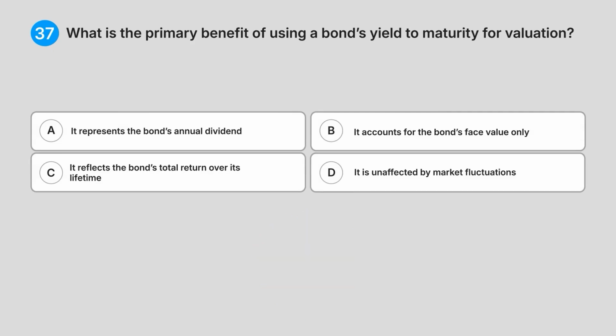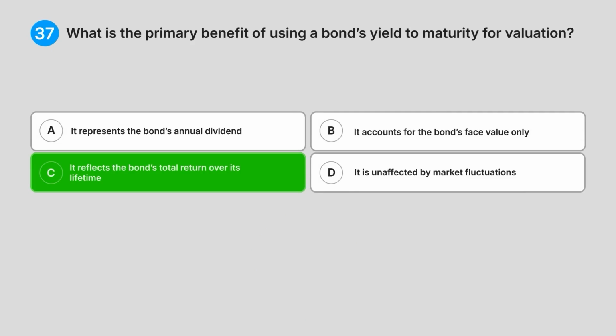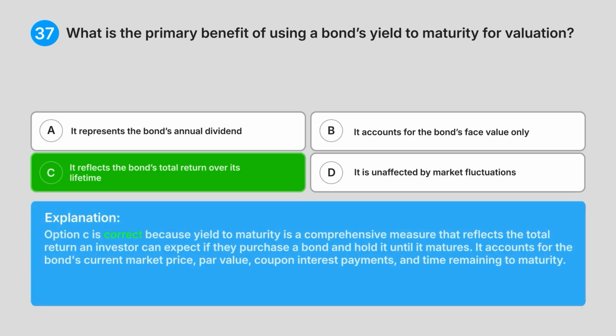Correct answer: C. It reflects the bond's total return over its lifetime. Explanation: option C is correct because yield to maturity is a comprehensive measure that reflects the total return an investor can expect if they purchase a bond and hold it until it matures. It accounts for the bond's current market price, par value, coupon interest payments, and time remaining to maturity.